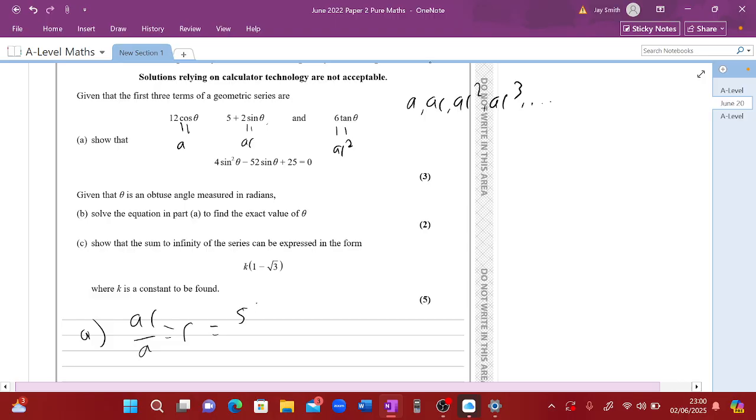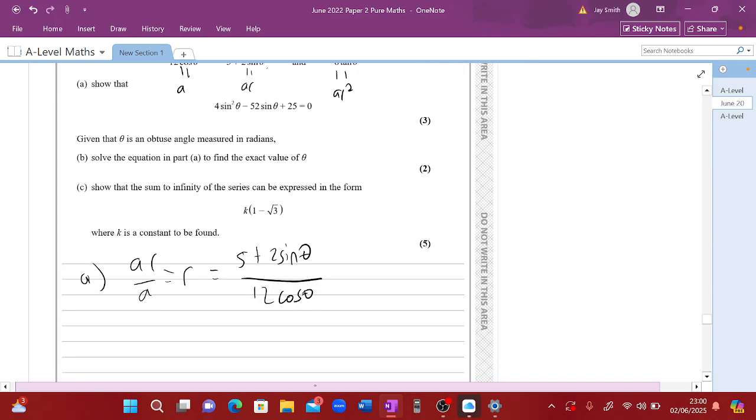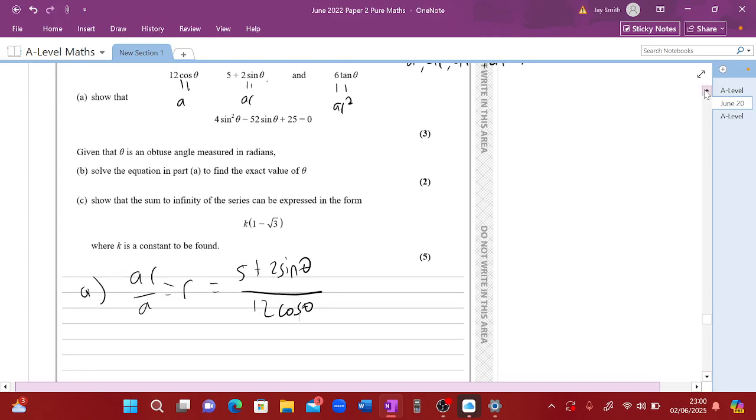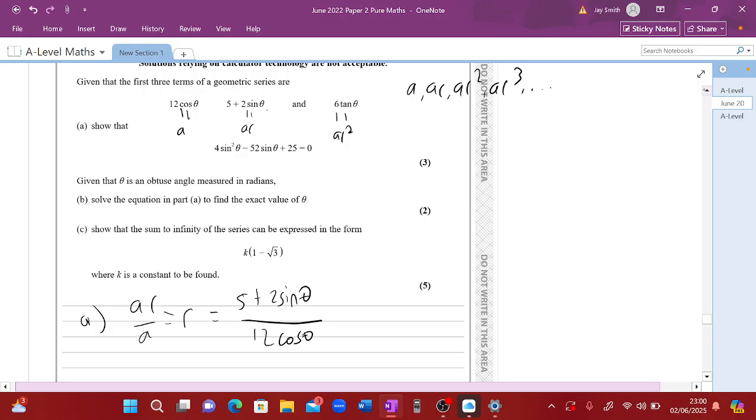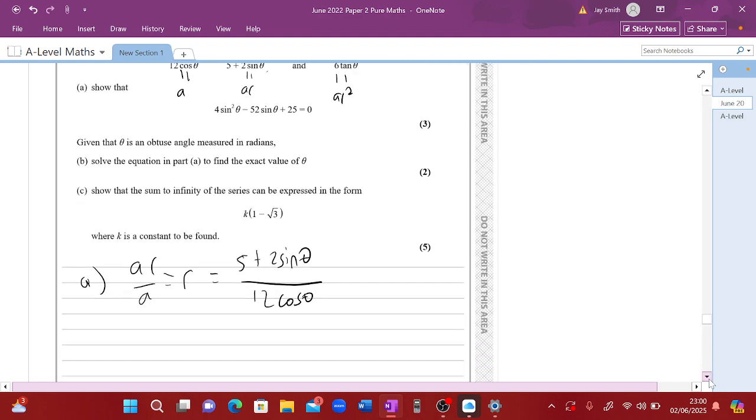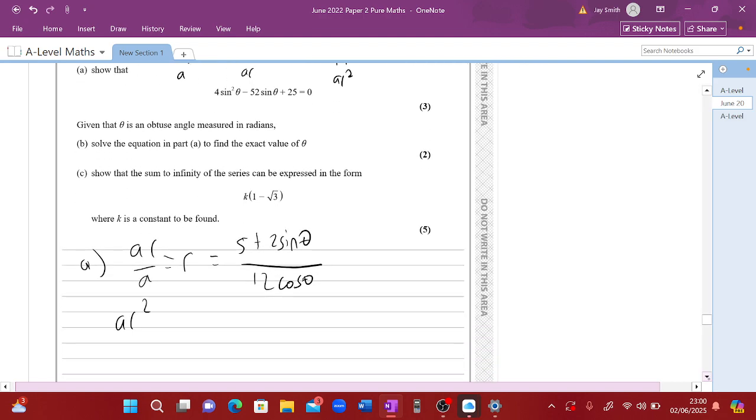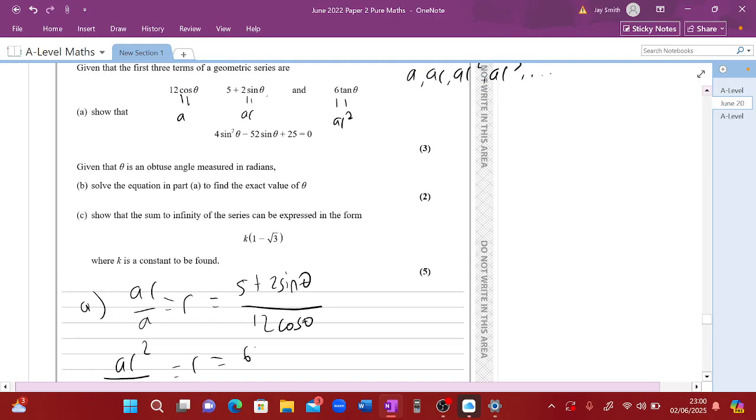And then the second term is 5 plus 2 sine theta over 12 cos theta. In the same way, if I divide the third term by the second, AR squared divided by AR, again, that's going to be R. But this time, the third term divided by the second is 6 tan theta over 5 plus 2 sine theta.